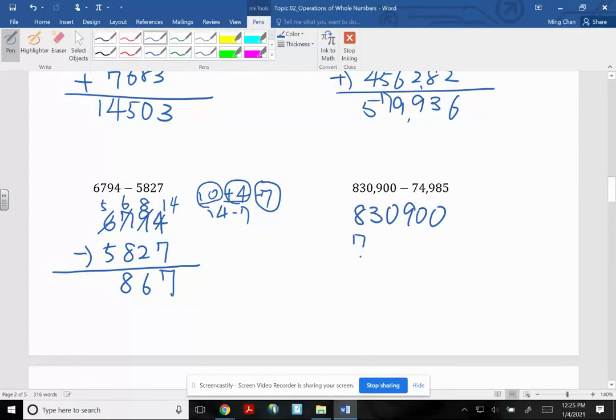830,900, 749, oh, just gotta line it up. 74,985.